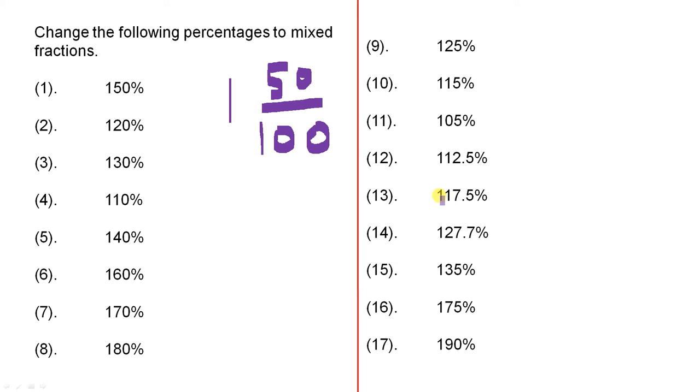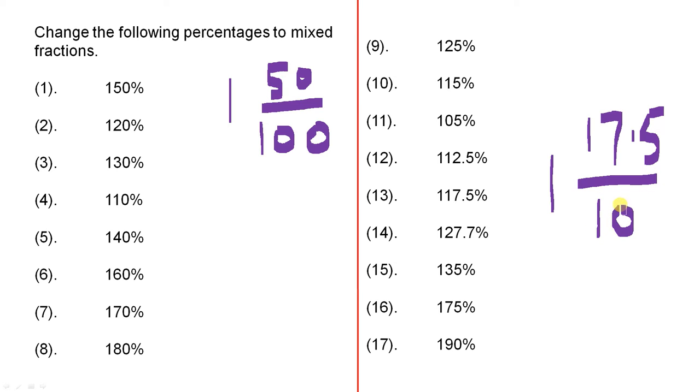Finally, let's have a look at this one here, for example. Now this one here, this is tricky. 117.5%. Now you have 117.5. So every time you've got 100, that's 1. So that's the 100 part. Now you've got 17.5 left. So it's 1 and 17.5 over 100 for that part there.